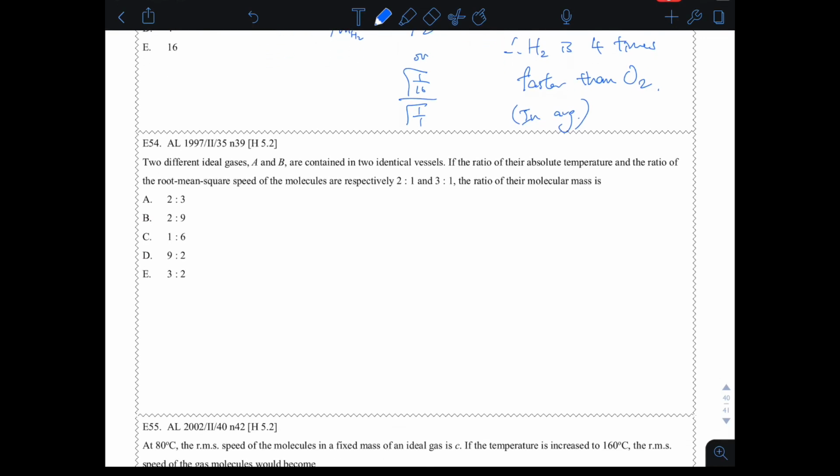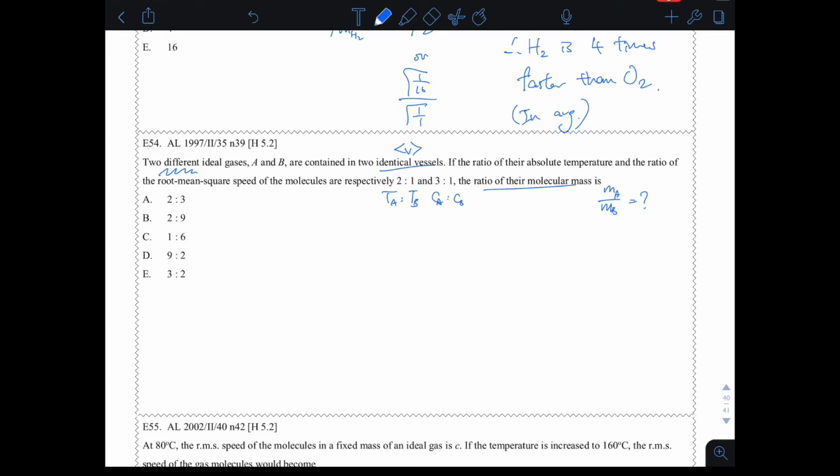Next, this time we really got some ratio. Two different ideal gases, A and B, in identical vessels, so that they share the same V, and the ratio of the temperature is TA to TB is 2 to 1, and the ratio of root mean square speed CA to CB is 3 to 1. What is the ratio of the molecular mass? That means we want to find MA over MB ratio.